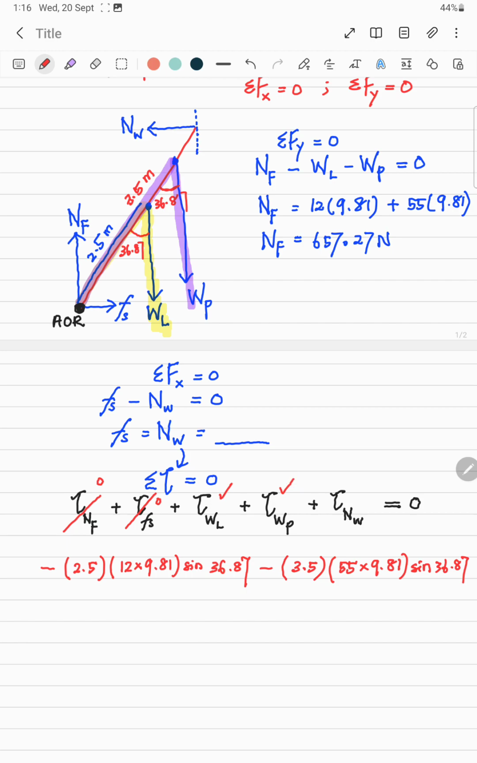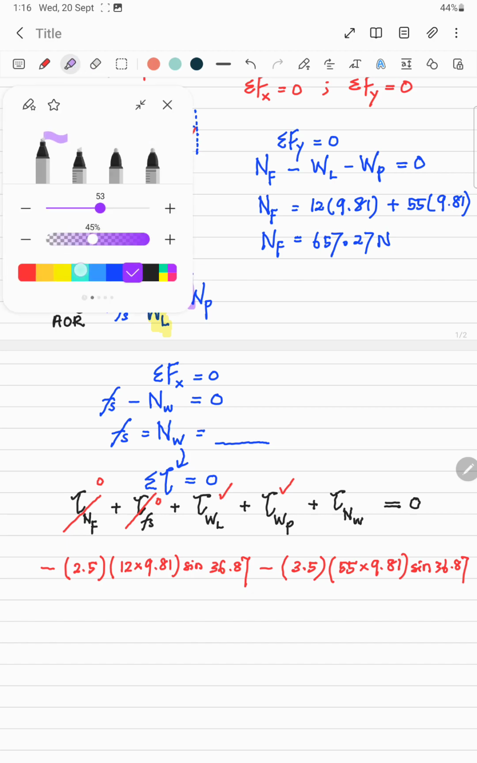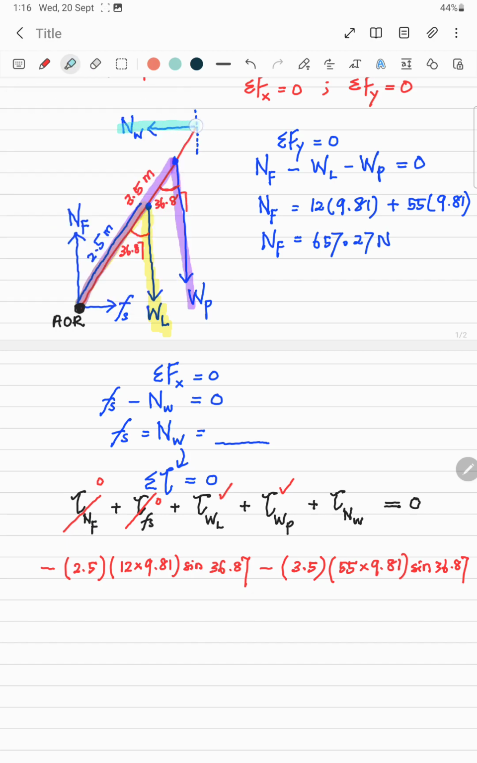Then we have the last one, the torque produced by the normal force exerted by the wall. Look here. This is the normal force produced by the wall. How far is the normal force from the axis of rotation? 5 meters. It will tend to rotate the ladder anti-clockwise, and anti-clockwise will be positive. So the distance will be 5 meters, and the normal force of the wall is what we want to calculate.